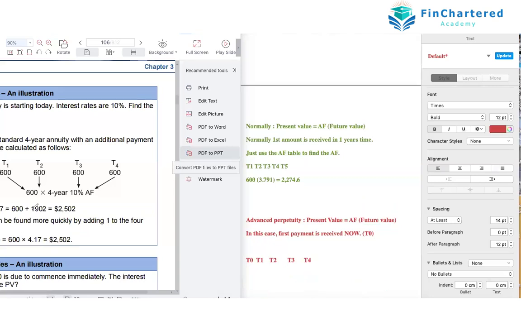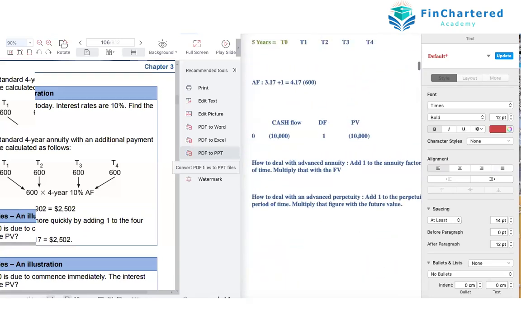Is this clear to everybody? Including the one who asked me the doubt? Yes. So advanced annuity and perpetuity is done. Now what we are going to look at is delayed annuity and perpetuity.